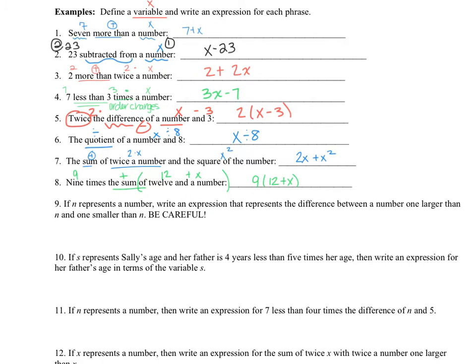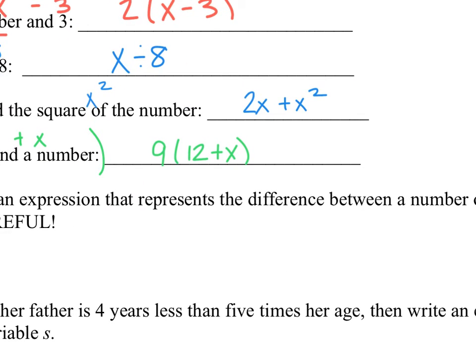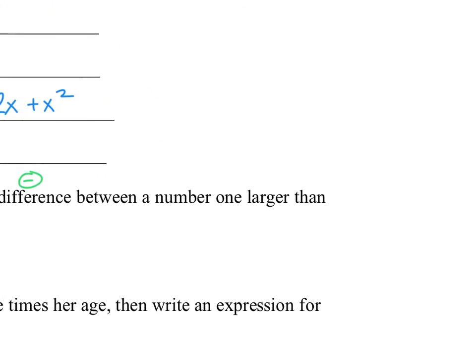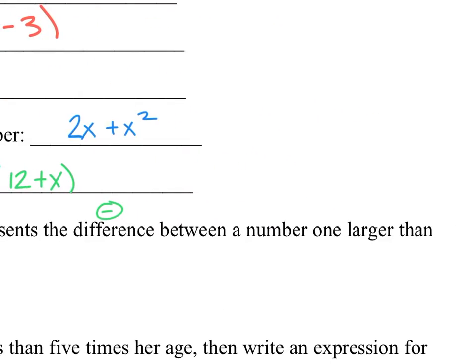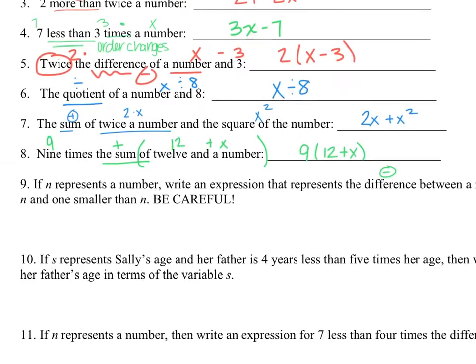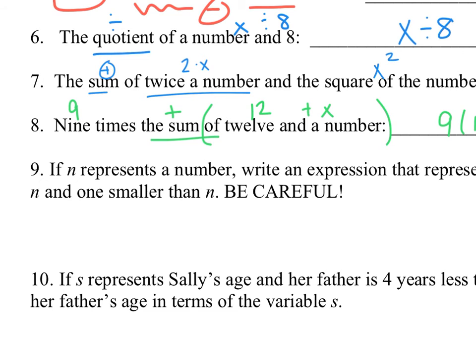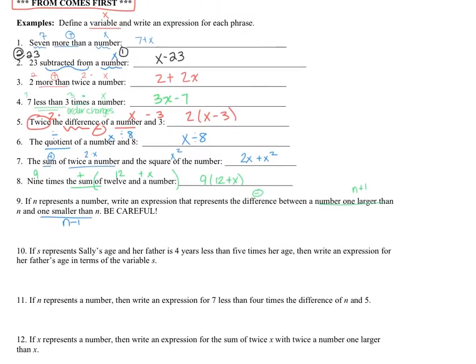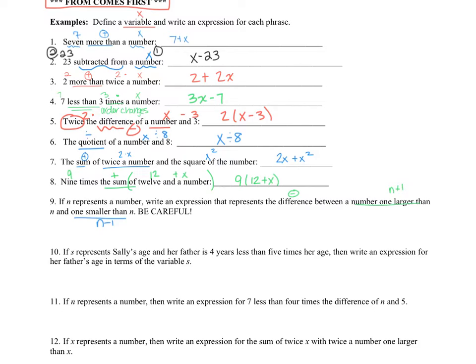So number 9, if n represents a number, write an expression that represents the difference between a number 1 larger than n and 1 smaller than n. So, n is my number. Difference of is subtraction. A number 1 larger than n would just be the next number, so n plus 1. And 1 smaller than n would be 1 less than n, so this would be n minus 1. And I want to represent the difference, so I want to do n plus 1 minus n minus 1.